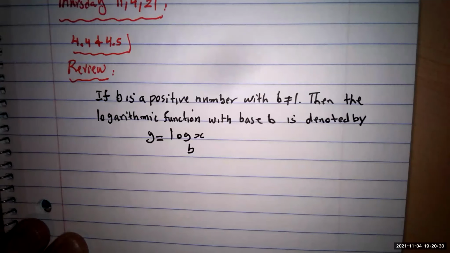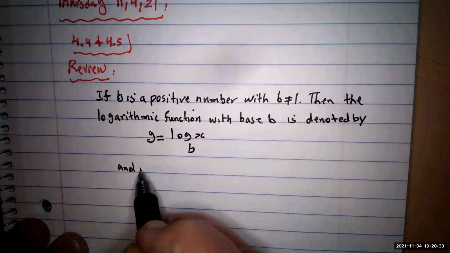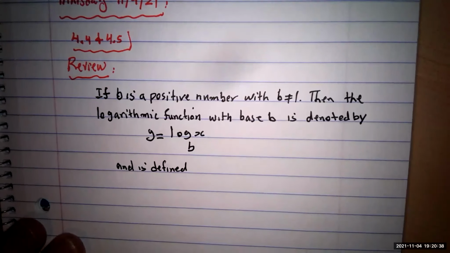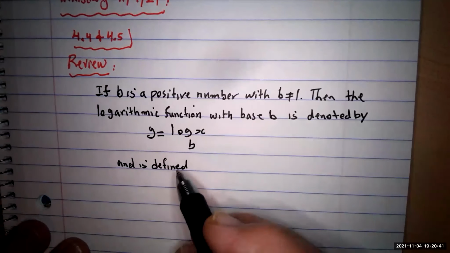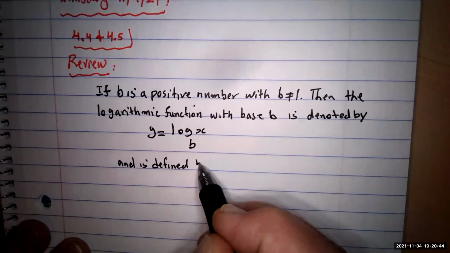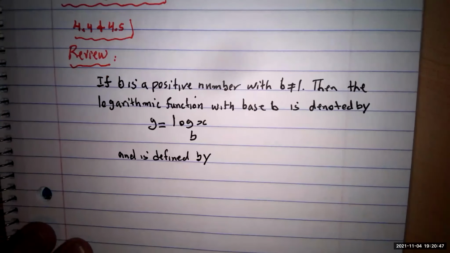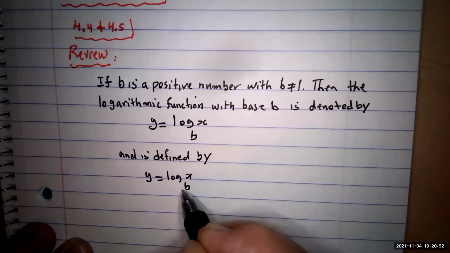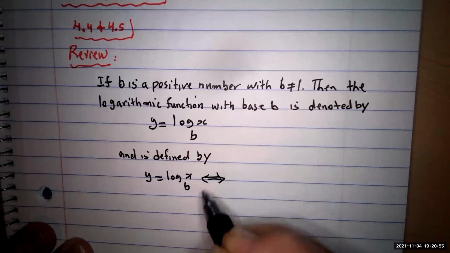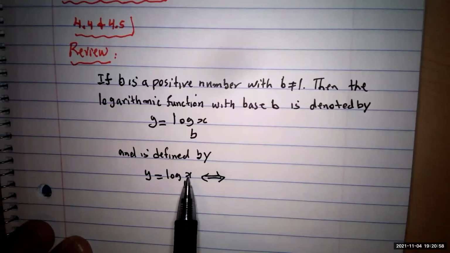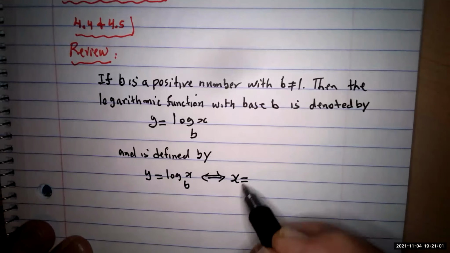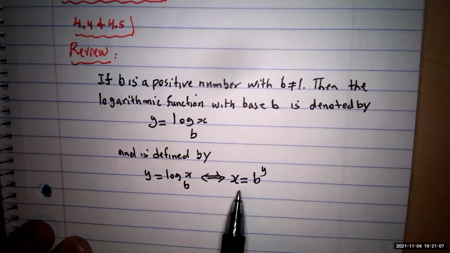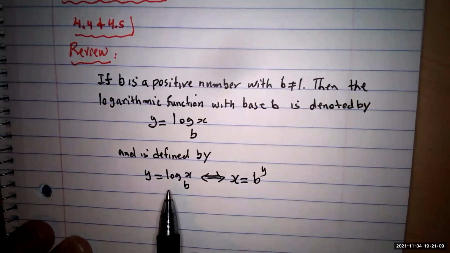This is going to be the notation, and it is defined in terms of the exponential function, because we know everything about the exponential function. It's kind of the inverse of the exponential function. You see y equals the log of x at b. We can write this in another version: x is equal to the base b to the y. So this is the exponential function, and this is the log function.